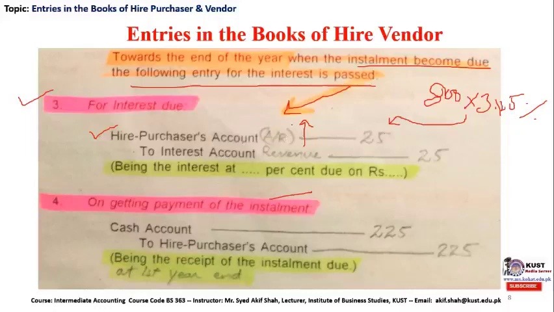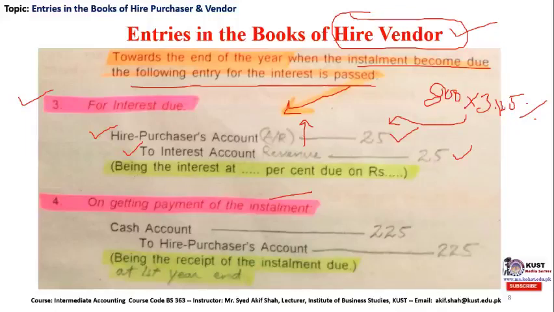Therefore, the account receivable or interest receivable, which is the asset in the books of hire vendor accounts, will increase. An increase in asset is recorded as a debit entry. And then a subsequent revenue account will be generated, which is the interest revenue account in the books of hire vendor. Therefore, it will be credited because we knew that an increase in revenue is recorded as a credit entry.